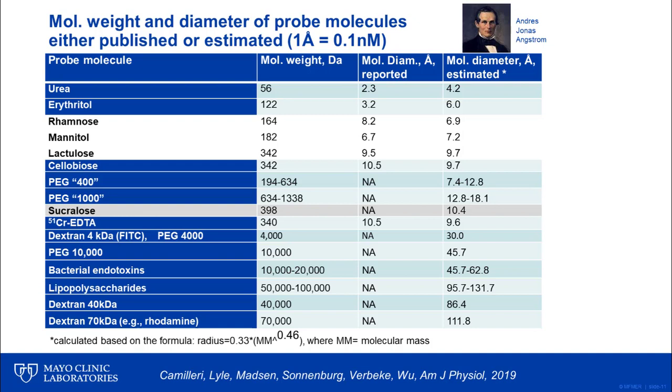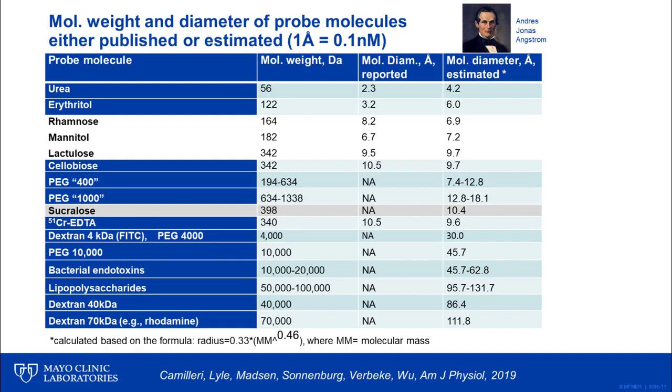I want to draw your attention to 2 or 3 sugars in particular, because they are the ones that we're going to be discussing. Rhamnose is a monosaccharide with a diameter of approximately 6.9 angstrom and a molecular weight of 164 Daltons. Mannitol, monosaccharide, 182, 7.2. Lactulose is a disaccharide. You can see here the doubling of the molecular size. But notice that the diameter increases a relatively small amount, but this is quite relevant, as you will see soon. And sucralose, which is another disaccharide sugar that is being used, has approximately the same molecular mass as cellobiose and lactulose, and a slightly enlarged diameter.